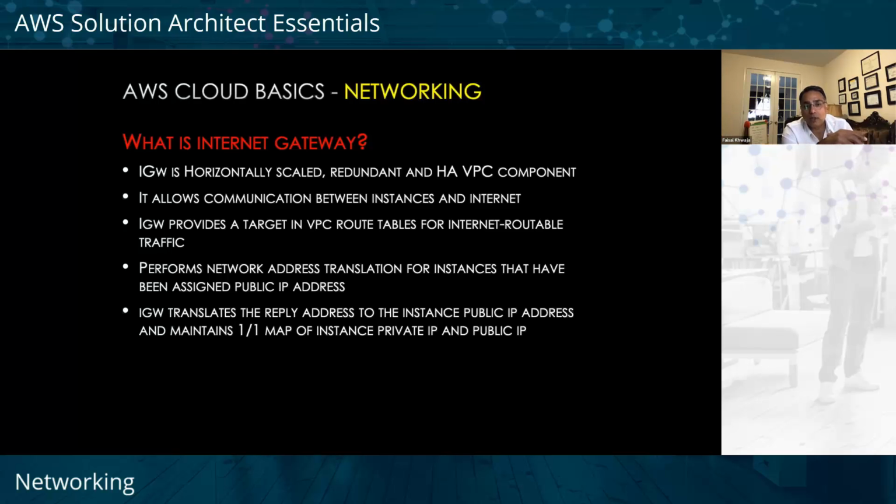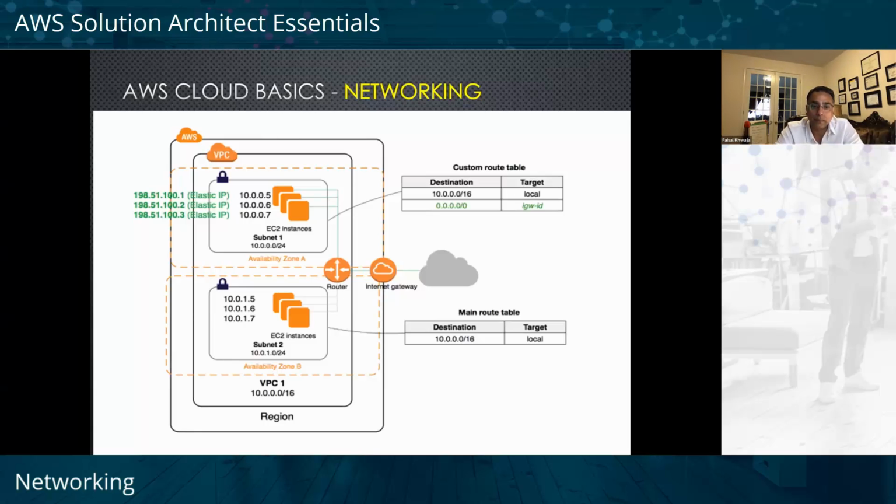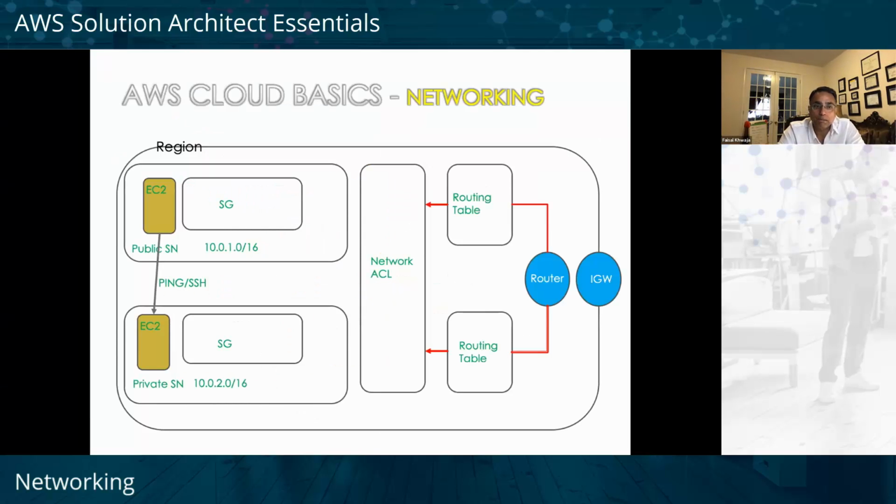It performs network address translation for instances that have been assigned public IP addresses, and the Internet Gateway translates the reply address to the instance public IP address and maintains a one-to-one mapping of instance private IP and public IP. So it's very important to understand that if you don't have an internet gateway, then you won't be able to go out or let traffic come in to your EC2 instance. So that's a very important and key component when you come to VPC. Okay, so I've already talked about that.